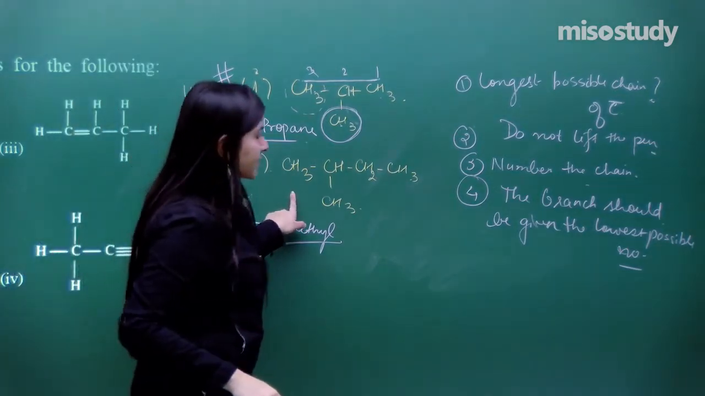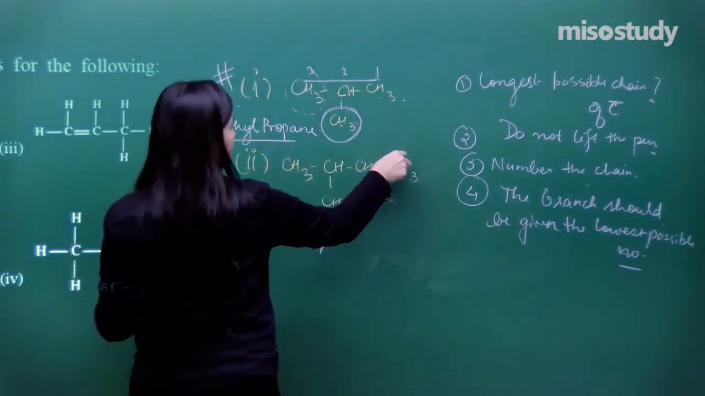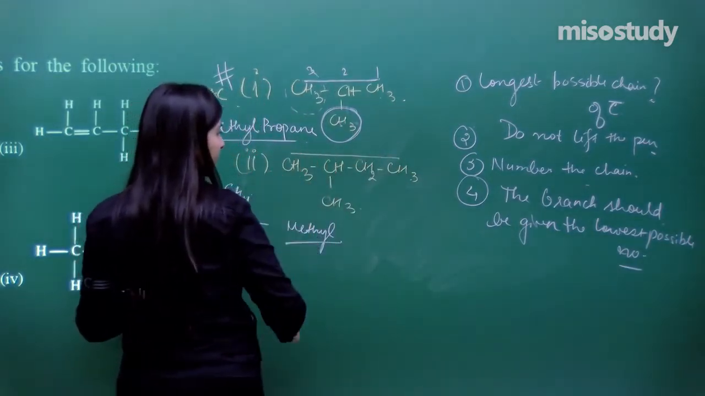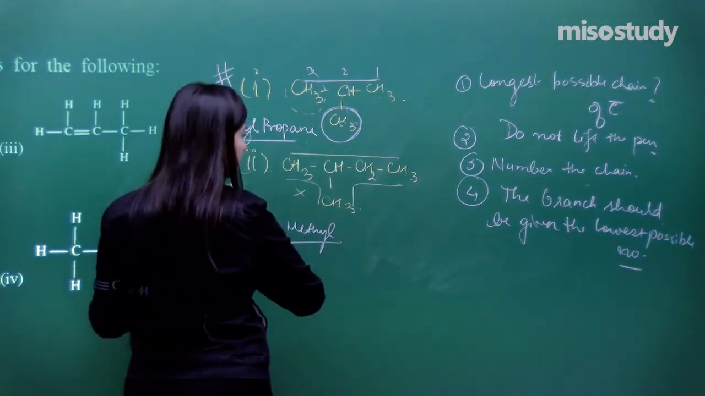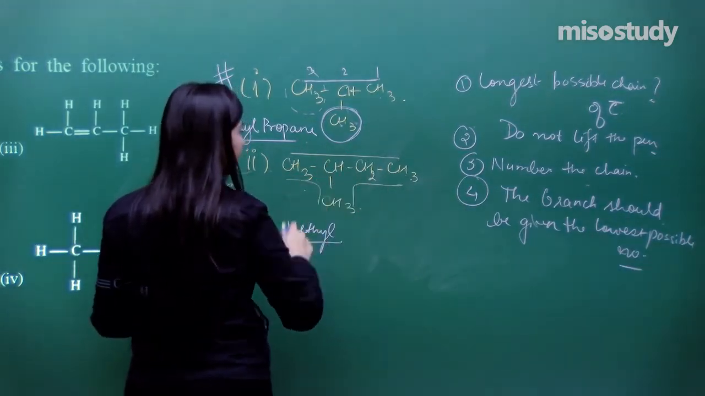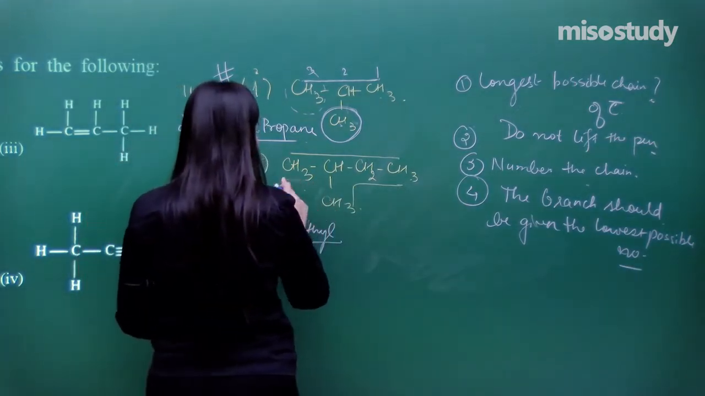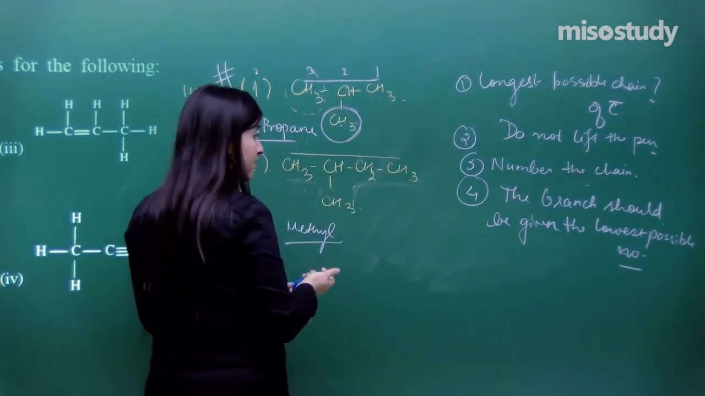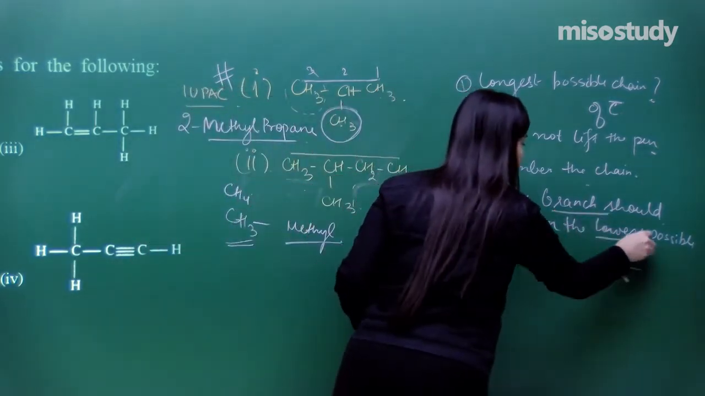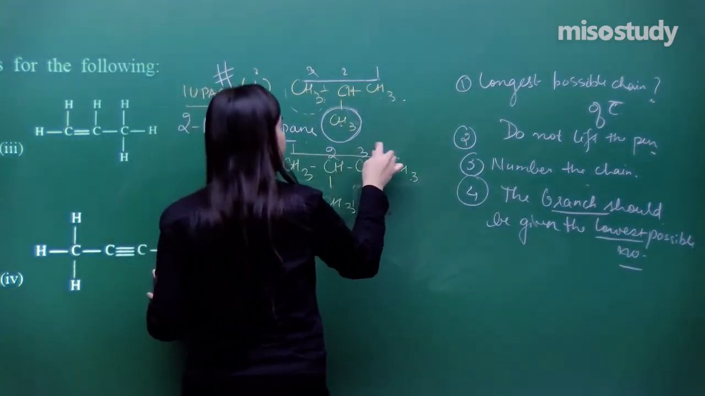Now coming on to this, I need to first of all select the longest possible chain. See here, 1, 2, 3, 4, yes, or 1, 2, 3, 4, or 1, 2, 3, no, this is not possible. So 2 options are there and each one of them is similar. So I am just choosing the straight chain. Let's number the straight chain, and to be kept in mind, the branch should be given the lowest possible number. So I am numbering it from 1, 2, 3 and 4.